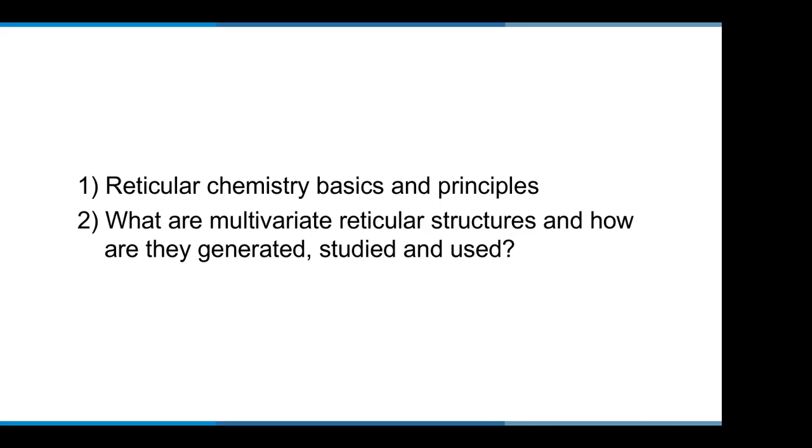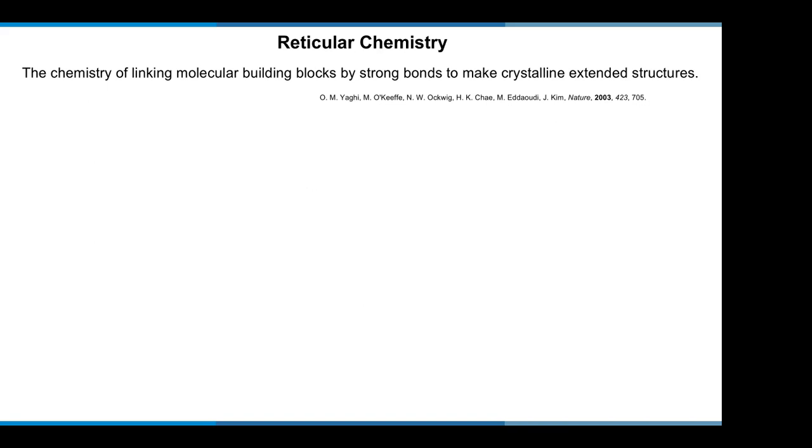So just a reminder for everyone in the audience who did not attend my other lectures, reticular chemistry we define as the chemistry of linking molecular building blocks by strong bonds to make crystalline extended structures. Today, I will talk a little bit about carbon capture, and that's an aspect where it's important to have molecular building blocks linked by strong bonds, and crystallinity plays a major role in identifying exactly where the atoms are and working with well-defined structures. These are the three important aspects of reticular chemistry: the molecular building blocks, the strong bonds to make durable materials, and the crystallinity to allow you to characterize the material and to have homogeneous, consistent behavior for the material.